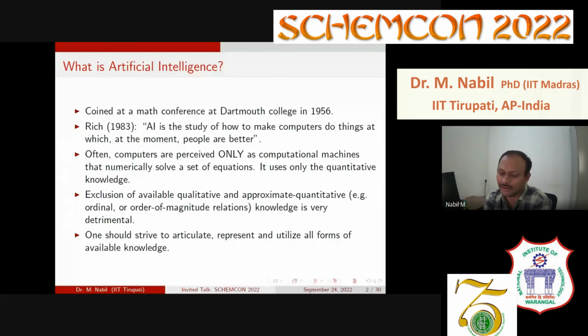Okay. But even in our courses like computer-aided process engineering, we always use computers only as a computational machine, which means I give a set of equations and eventually use some tool to solve those set of equations to find out the solution. That's fine, and what it essentially means is it uses only the quantitative knowledge. Okay, when you give a process description, it lets you.